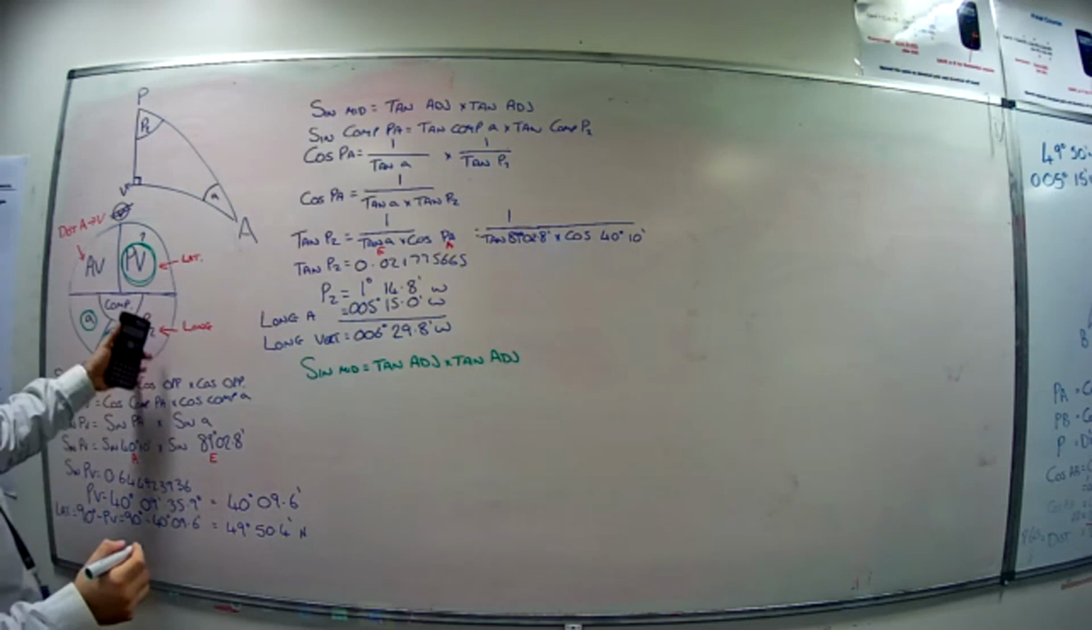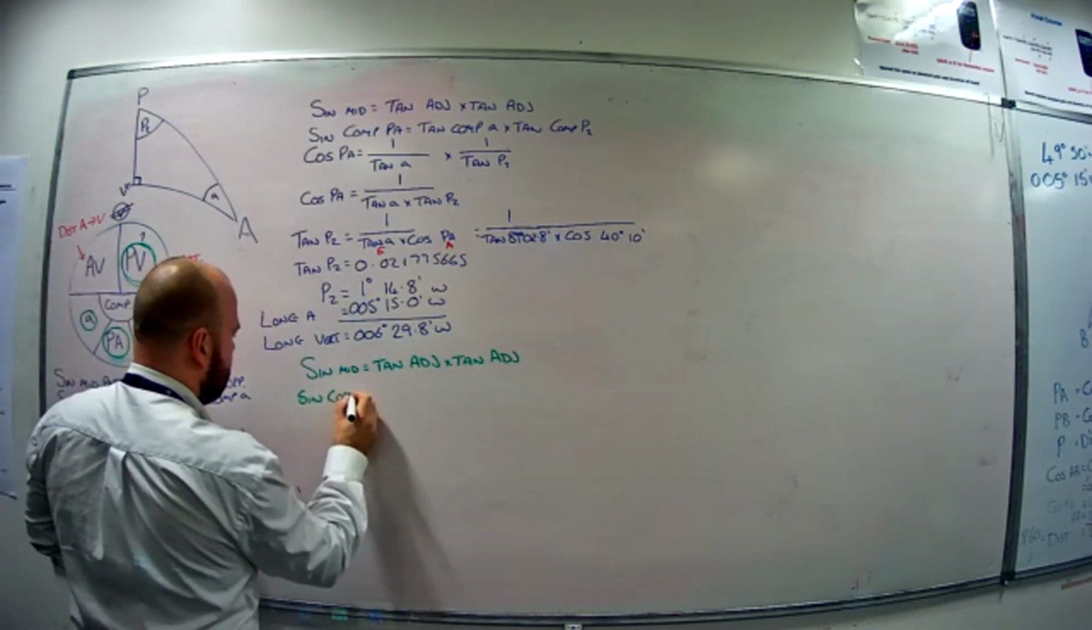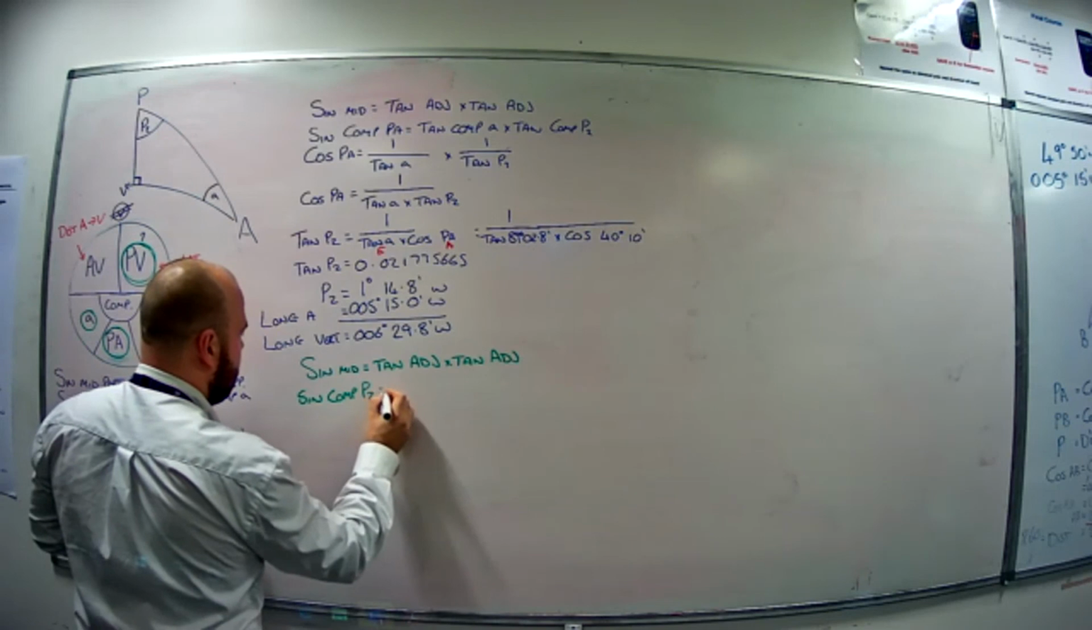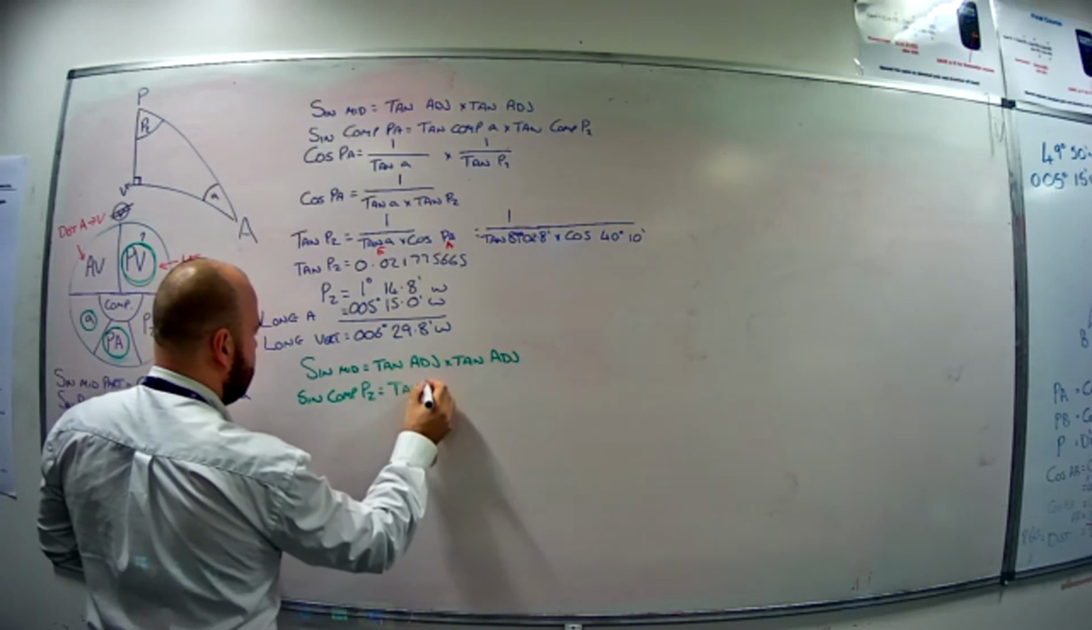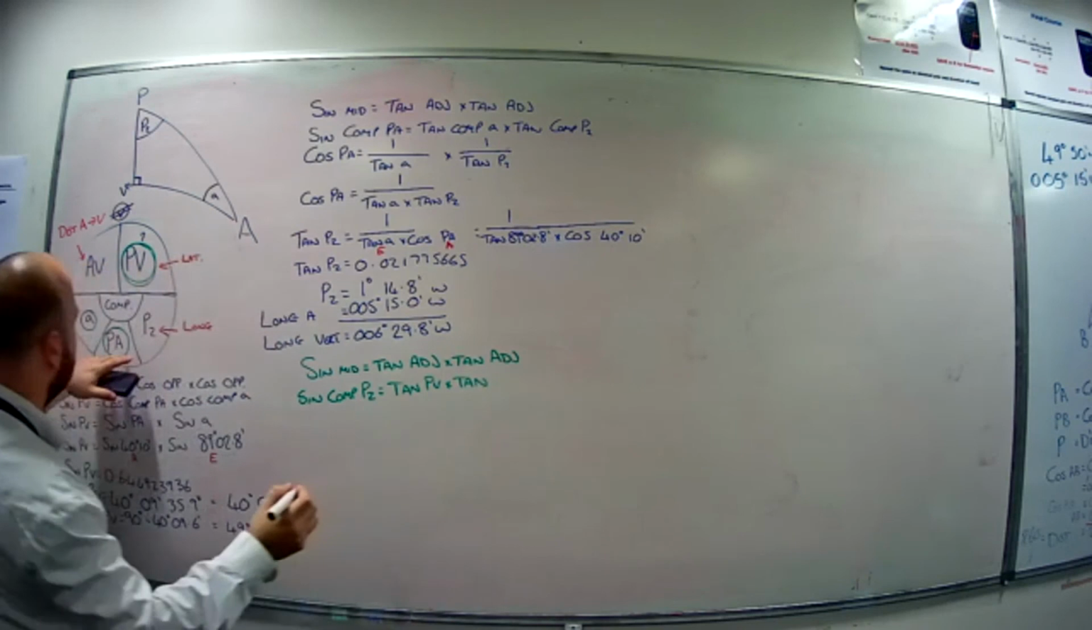Say, okay, sine of the complement of P2 equals tan PV times tan of the complement of PA.